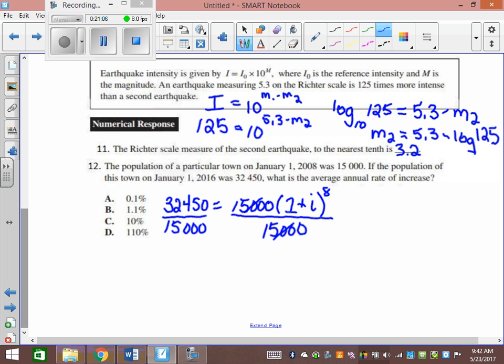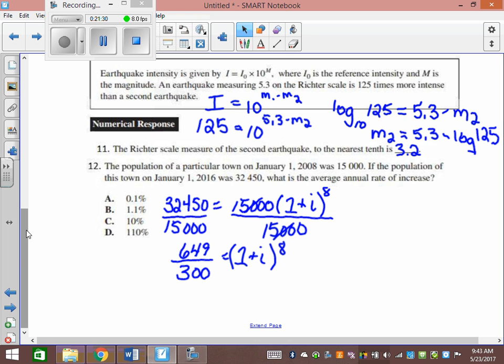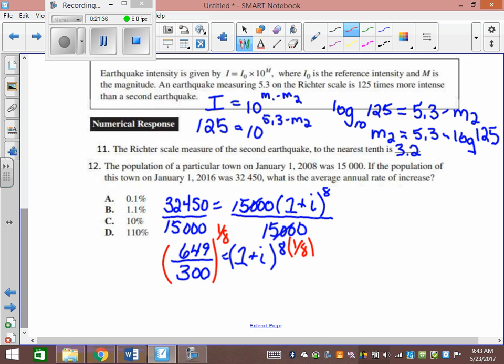It's like average annual. So it could be like the average for each year. No, okay. So you're going to get 649 over 300. You cannot round until the very last answer. Equals 1 plus I to the 8. You could put this in your calculator, but I'm going to solve it mathematically. Raised to the 1/8. And then I'm going to get a decimal.